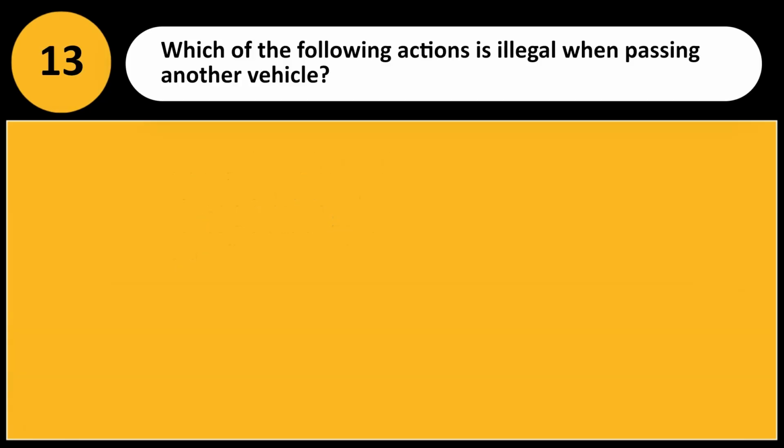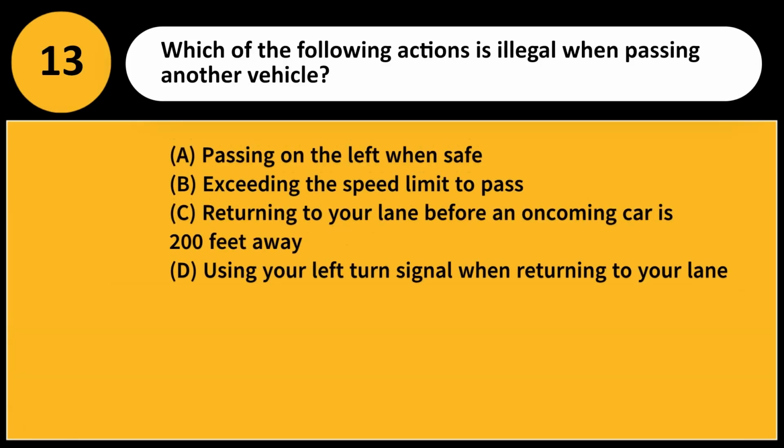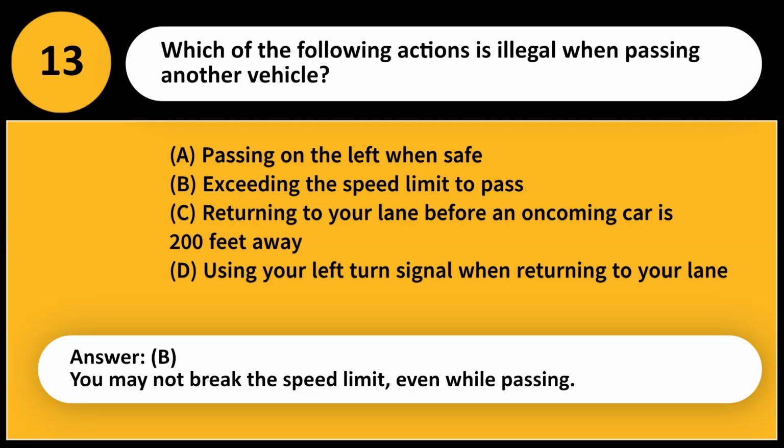Which of the following actions is illegal when passing another vehicle? A. Passing on the left when safe. B. Exceeding the speed limit to pass. C. Returning to your lane before an oncoming car is 200 feet away. D. Using your left turn signal when returning to your lane. Answer: B. You may not break the speed limit, even while passing.